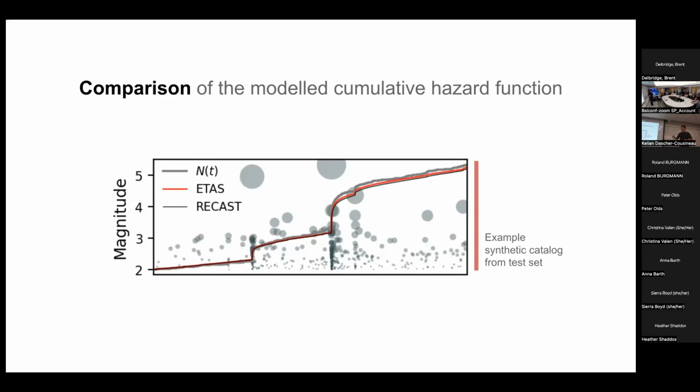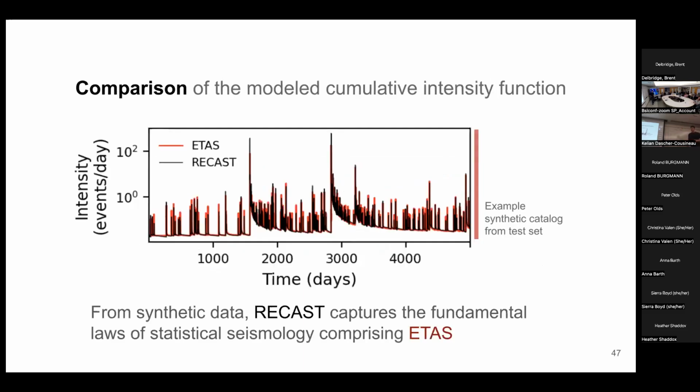So here, comparing the ETAS and recast model, we can observe the cumulative hazard function of both ETAS and recast on one of these example synthetic catalogs from the test. It's more common to compare models in terms of the conditional intensity function. And I hope you'll agree with me that both of these models, at least perceptually, seem to agree remarkably well. It seems that recast is able to capture some of the really peculiar and very specific aspects of ETAS, very punctuated and fluctuating by orders of magnitude.